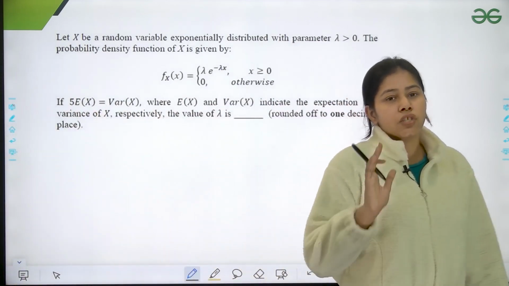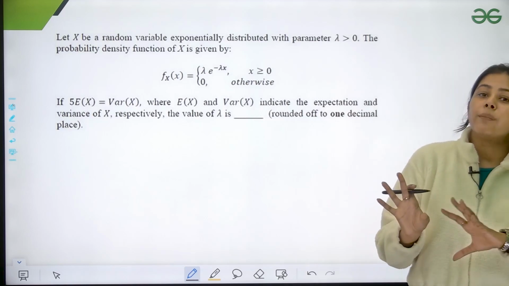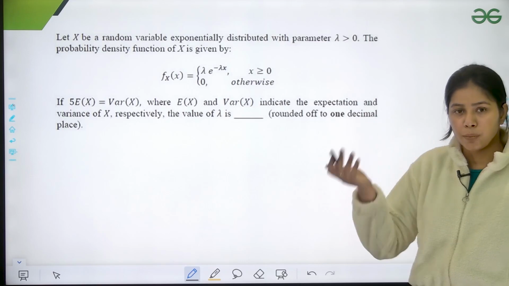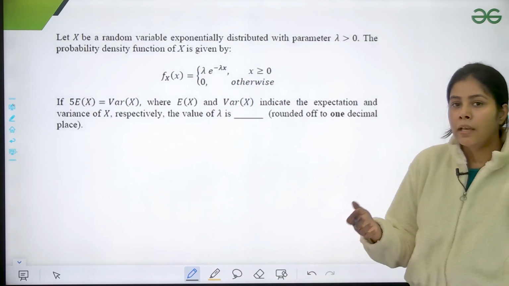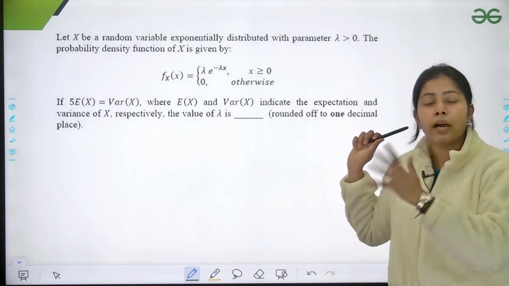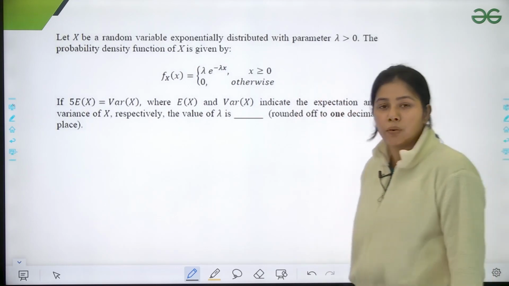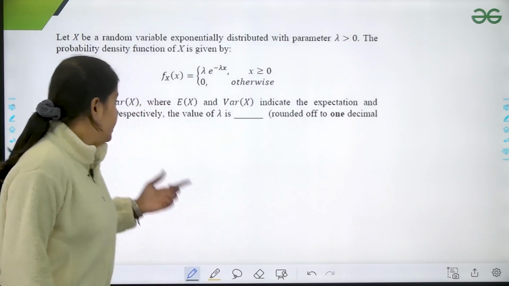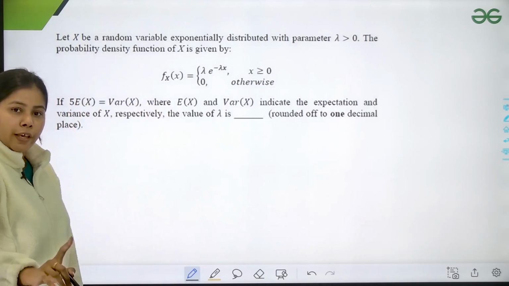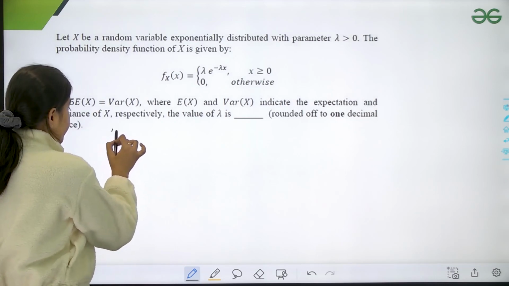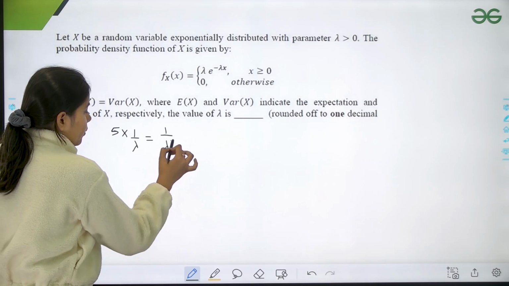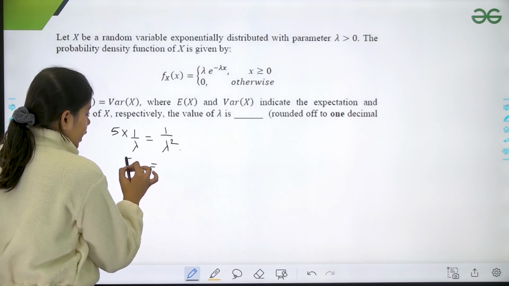So in exponential distribution, I already told you to remember the variance and expectation for the different types of distribution, right? We have discussed this in classes as well. So like you can see, we have one question from Bayesian directly, and we have one question from exponential, right? So expectation of X would be 1 by lambda, and variance of X would be 1 by lambda square. So 5 into 1 by lambda equals 1 by lambda square.